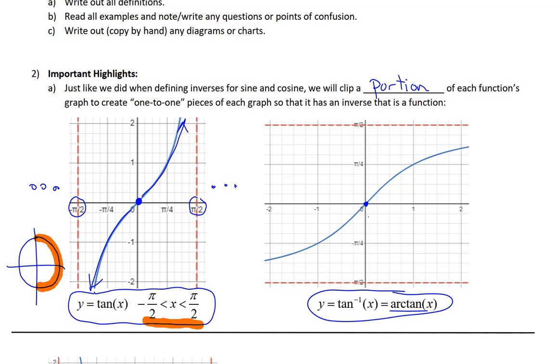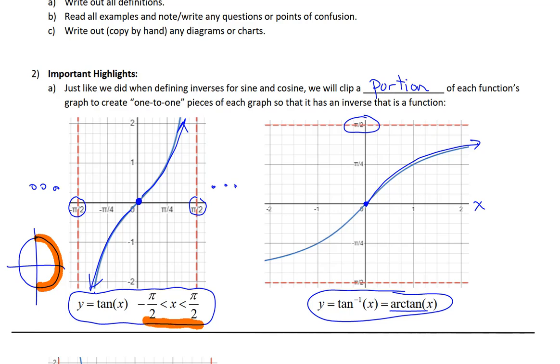So in other words, the inverse graph will pass through the origin. It will increase as you move to the right on the x-axis, but it will increase approaching what would now be a horizontal asymptote at positive pi over 2. And so it'll approach that just like the graph of tangent that we clipped approached the asymptotes as you went left or right. Well, this one will approach it, but is now a horizontal asymptote.